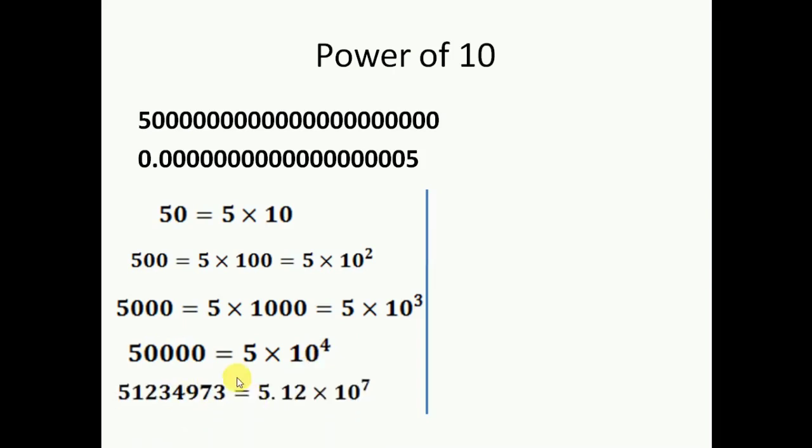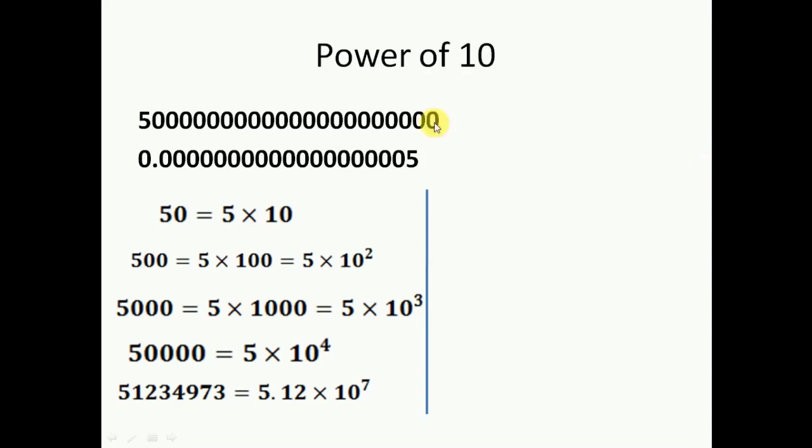If you have a number like this, what I'll do is shift the decimal point. I'll check how many decimal places there are: 1 2 3 4 5 6 7. So I'm shifting the decimal point by 7 place values. I'll just write 5.12, ignoring the other numbers, into 10 to the power 7.